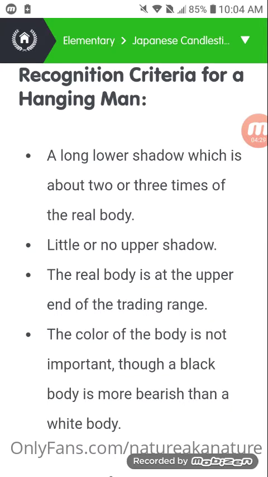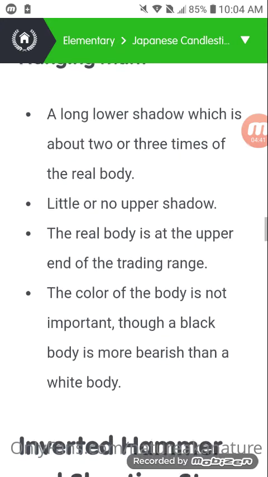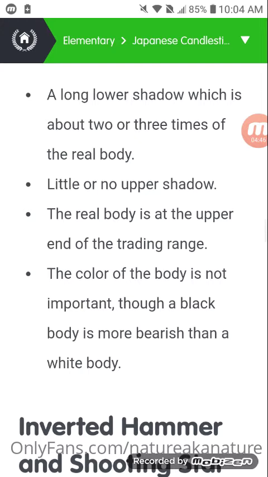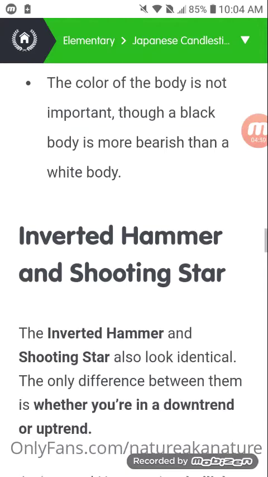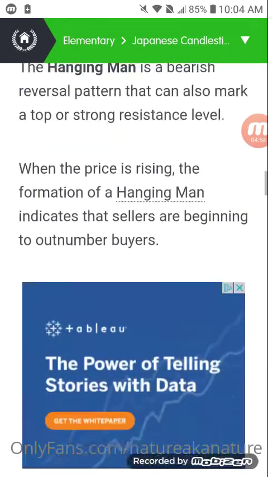So you will find a hanging man at the end of an uptrend, where the real body is at the upper end of the trading range. The color of the body is not important, though a black candlestick body is more bearish than a white body. So they look identical. This is elementary. We're just going over it real fast.